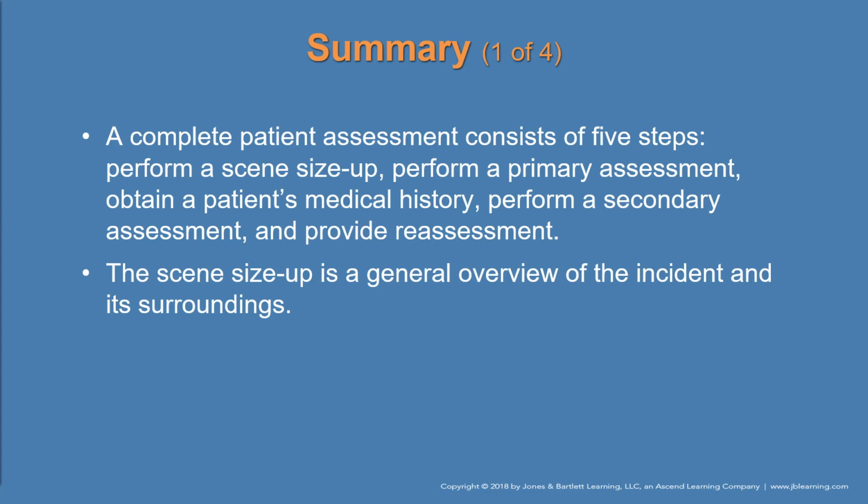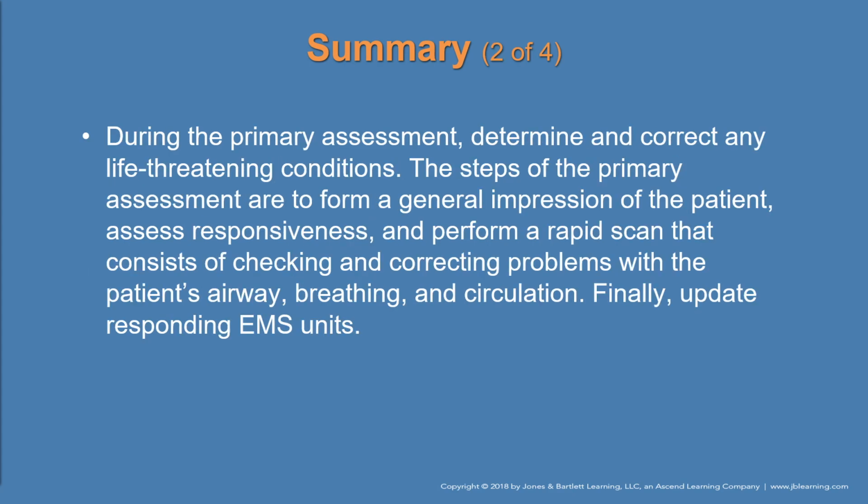All right, so summary. A complete patient assessment consists of 5 steps: scene size up, primary assessment, medical history, secondary assessment, and then finally reassessment. Scene size up is a continuous process. It's a general overview of the incident and its surroundings. Based on what you find, you make decisions about the safety of the scene, the type of incident, mechanism of injury, and whether or not you need additional resources.